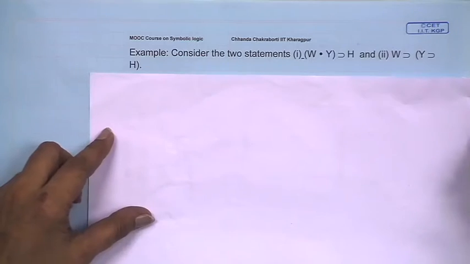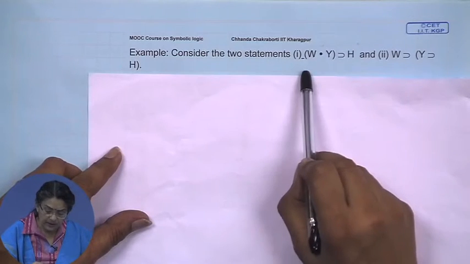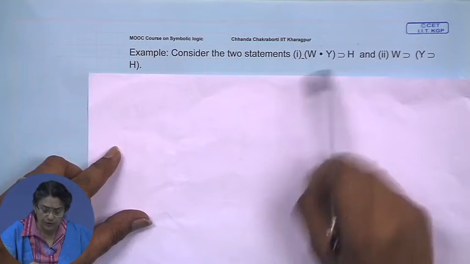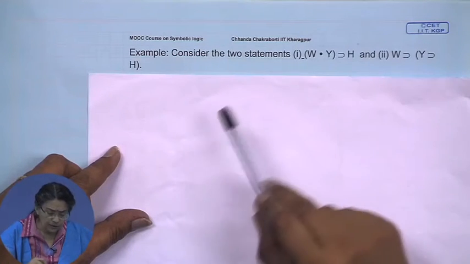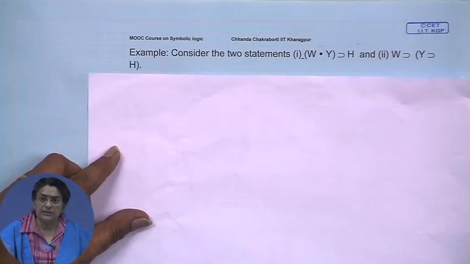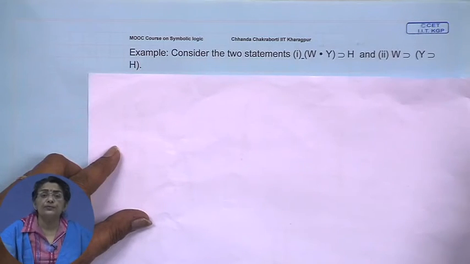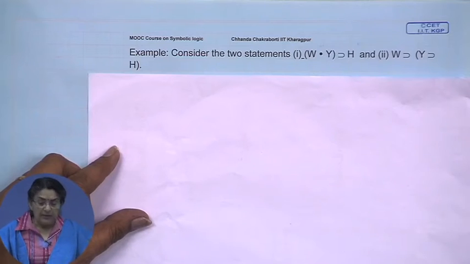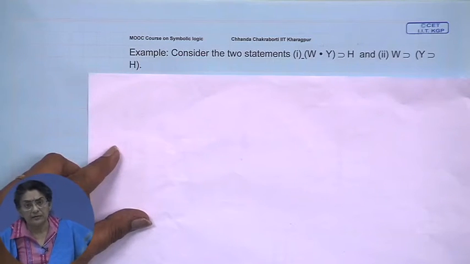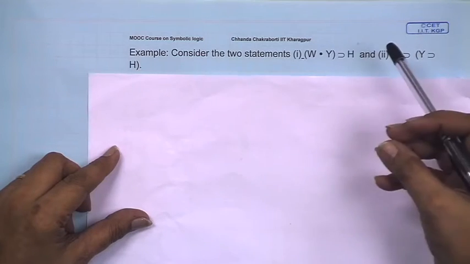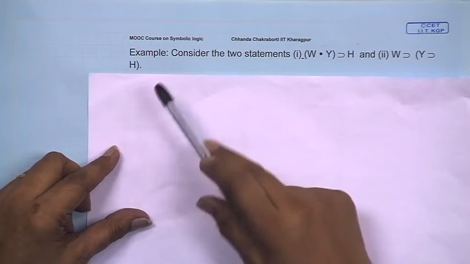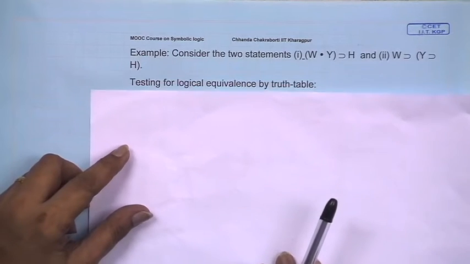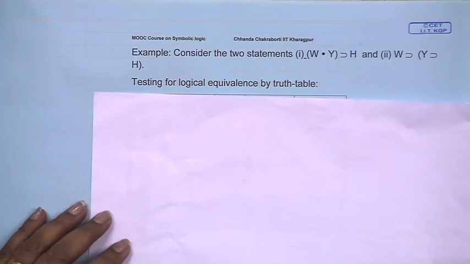Let us consider these two statements. One of them is W dot Y horseshoe H, and here is the second one, W horseshoe Y horseshoe H. Look at the grouping and look at how they separate out. Are they equivalent? This is what we are asking. Now, suppose you are following the first method, where you just do the truth table for both of them. In a single truth table you try to fit in both, and here we have the advantage also that their components are the same. So, we can do the truth table like this.